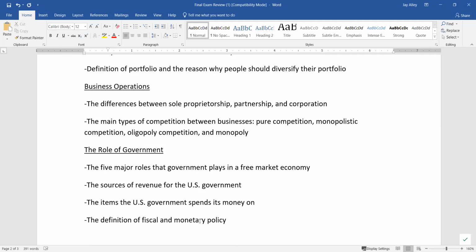It's the Federal Reserve. It's the Fed. They're the ones that established our fractional reserve banking system. You better know what that is too.